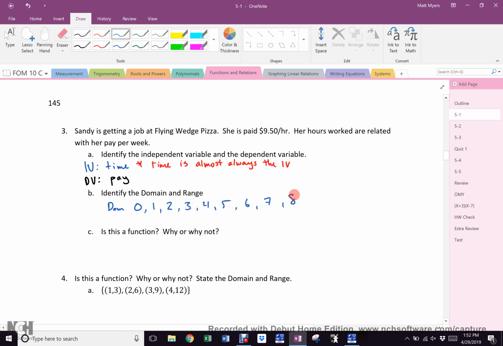Does everyone agree? Yeah, you could do overtime, but then you'd be paid more than $9.50, so this data wouldn't count, right?